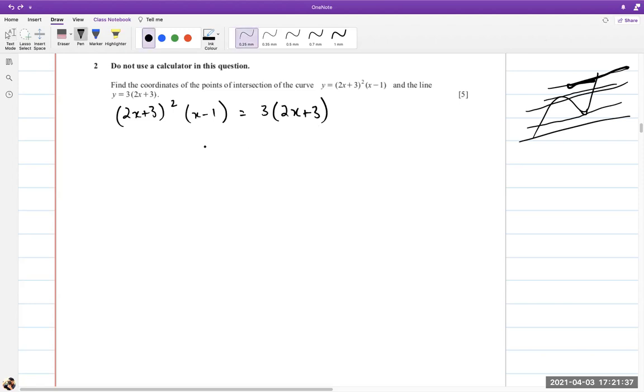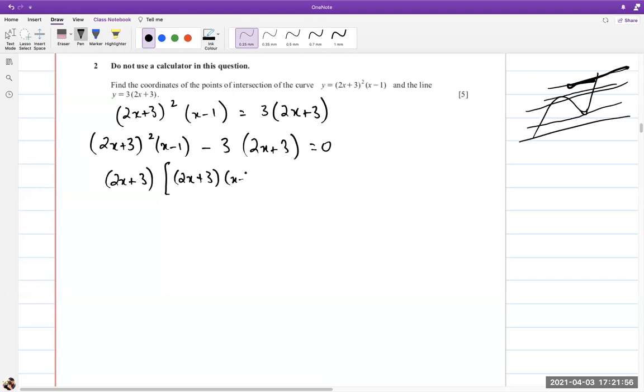So what I would suggest instead is that you bring it all to one side. So this goes like that, minus 3 times (2x plus 3) equal to 0. And now you can take 2x plus 3 as common. And what that leaves you with here is (2x plus 3) into (x minus 1 minus 3). Okay. So now you have two roots. One is this one and one is that whole thing. So I'll just open this one.